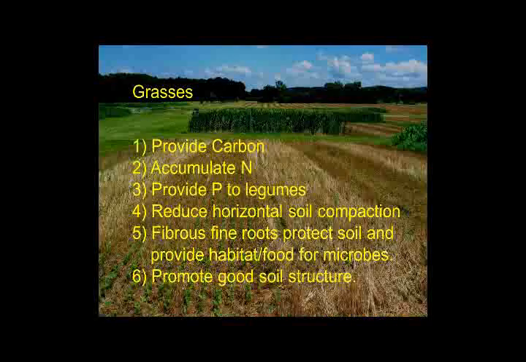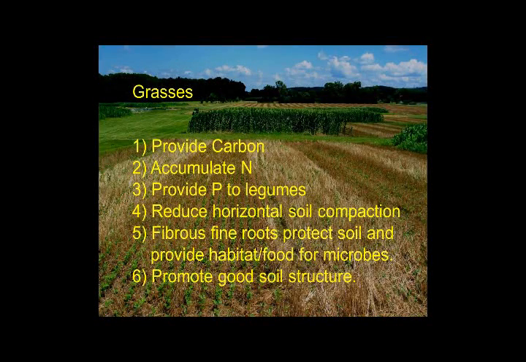Let's take a look at the grasses. They provide carbon, they accumulate nitrogen. You may not have known this, but they actually provide phosphorus to the legumes. They help us reduce this horizontal soil compaction. They have this very fibrous, fine root system that helps to protect the soil, and it provides a habitat and food for those microbes. And they really help to promote good soil structure.